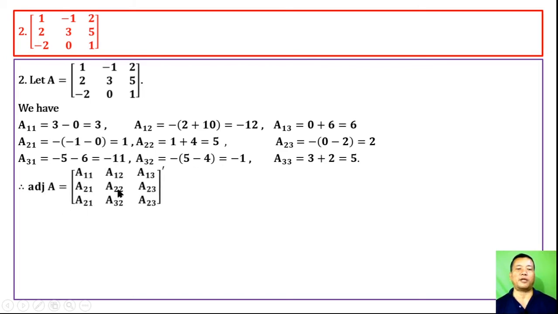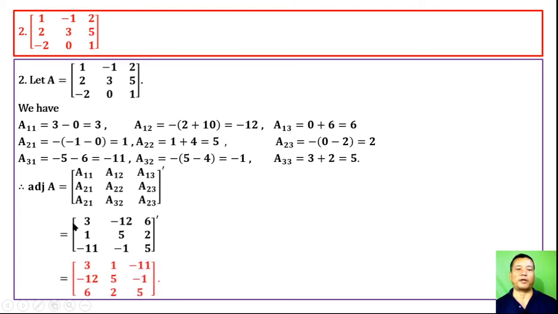therefore the adjoint A is the transpose of the cofactor matrix. The respective values: the first row is 3, minus 12, 6; the second row is 1, 5, 2; the third row is minus 1, 1, 5. Taking the transpose, the first row becomes the first column, the second row the second column and the third row the third column. This is the adjoint of the given matrix.